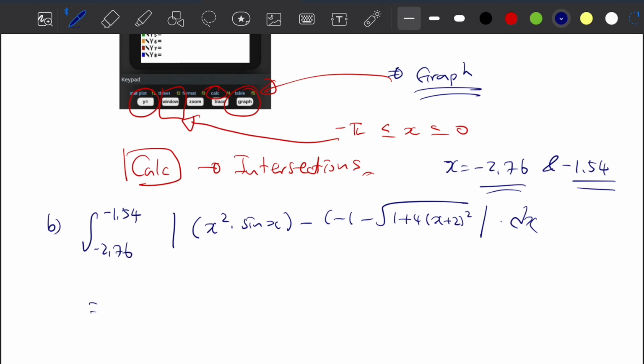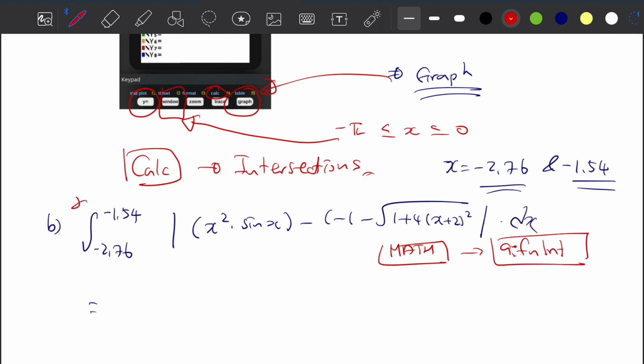Once you do this, using your GDC, do you remember the keystroke? So math tab, and we do 9, finite integration. Then we can get this template, and we just have to substitute the numbers, right? So once you've done that, you will get the final answer, 1.47. And that is the end of this section, and this is also the end of topic 5, IB Maths AA Essay Curriculum.